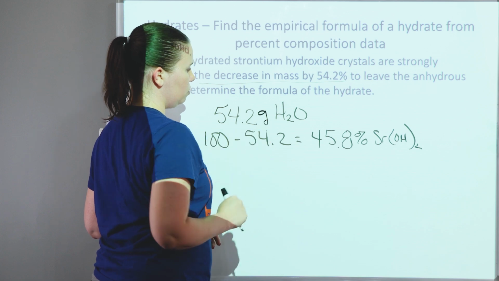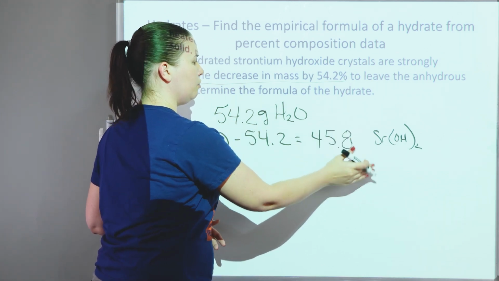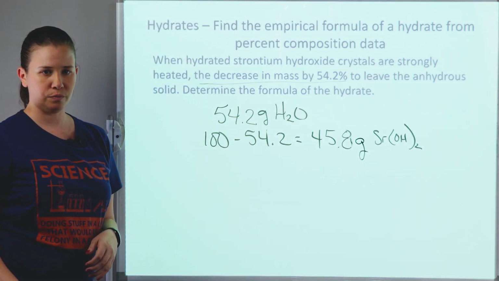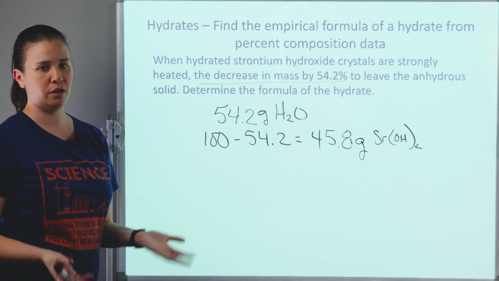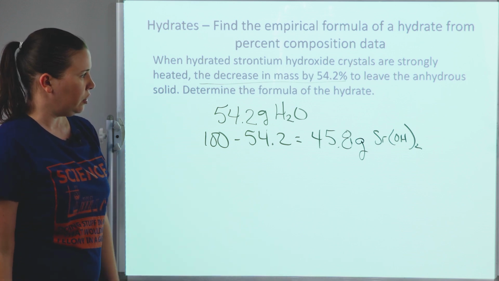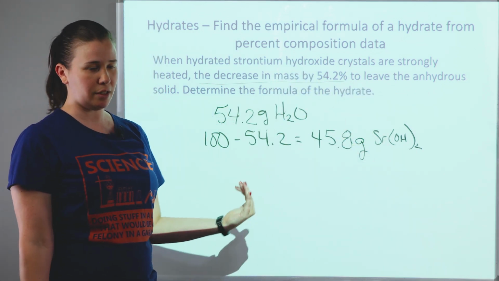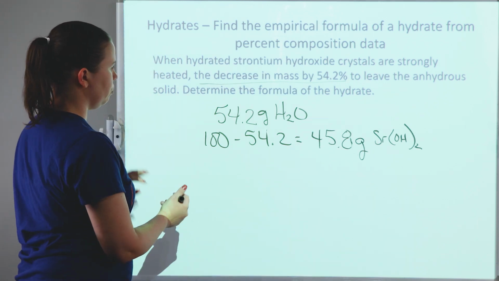54.2% of 100 grams would be 54.2 grams. 45.8% of 100 grams would be 45.8 grams. So treat your percentages as grams, because you can just pretend that you're finding that percentage of 100. Now I need to start working towards my mole ratio when I'm stuck in grams. So the trick here, of course, is to use the molar mass to convert from grams to moles.